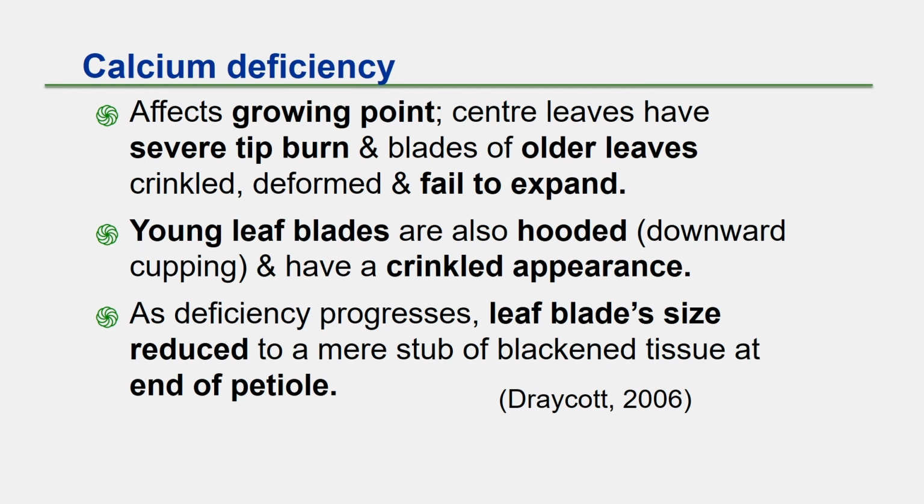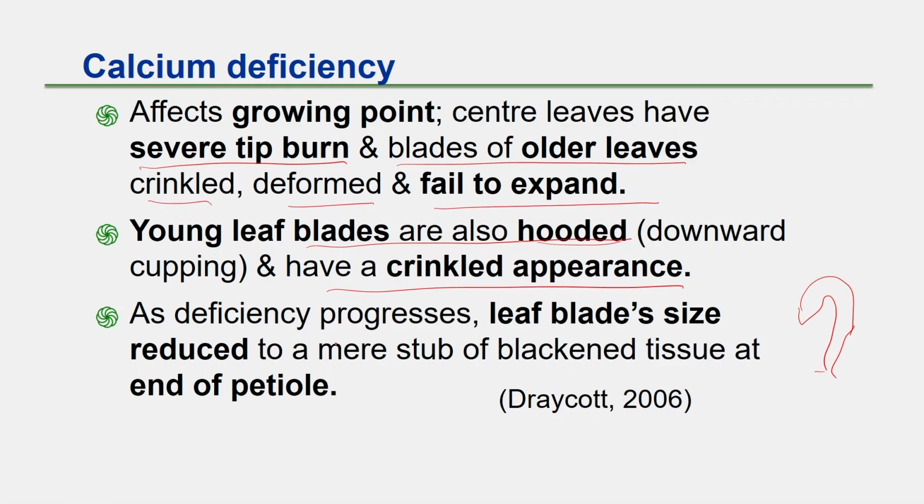Now check calcium deficiency. It affects the growing point. Center leaves have severe tip burn, and blades of older leaves are crinkled, deformed and fail to expand. Young leaf blades are also hooded. Hooded is a structure something like this. This is a hooded structure, with downward cupping and a crinkled appearance. As deficiency progresses, leaf blade size is reduced to a mere stub of blackened tissue at the end of the petiole.